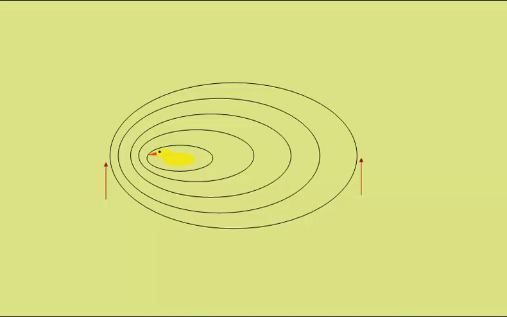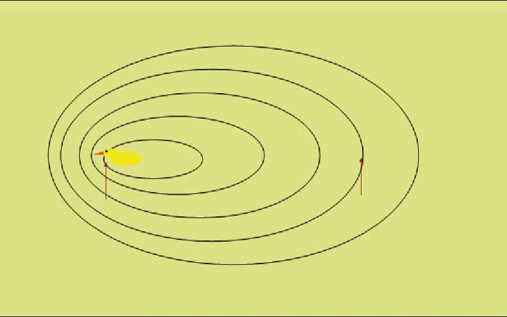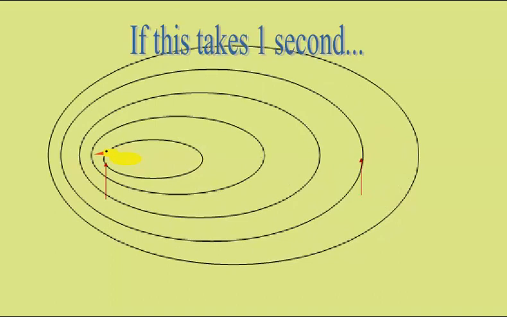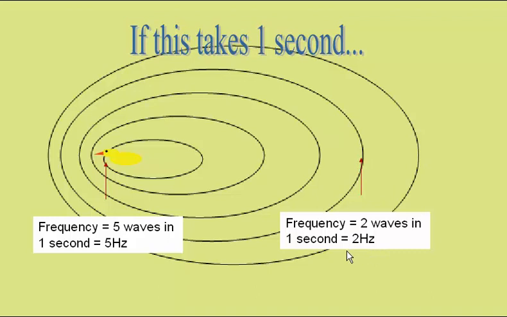Here we have a duck on a pond swimming to the left and producing ripples, and we get this sort of an effect. If that has taken 1 second, this point here has had 1, 2, 3, 4, 5 waves pass it, giving a frequency of 5 waves in 1 second, or 5 Hertz. This point has had 2 waves pass in 1 second, giving a frequency of 2 Hertz. So just like with the car, we have a higher frequency as the duck approaches, a lower frequency as the duck moves away.